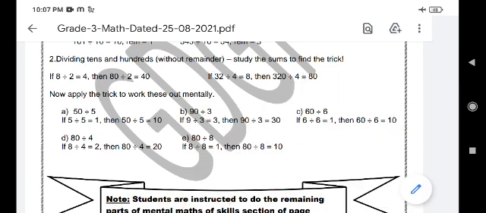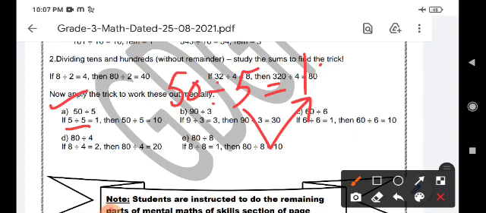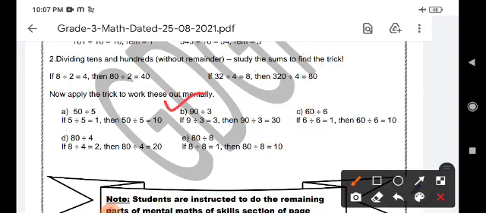Okay. Now we have to apply this trick here. 50 divided by 5. If 5 divided by 5 is 1, then 50 divided by 5 is 10. We know what is 50 divided by 5? 5 tens are 50. Now applying the trick on this part, 90 divided by 3.